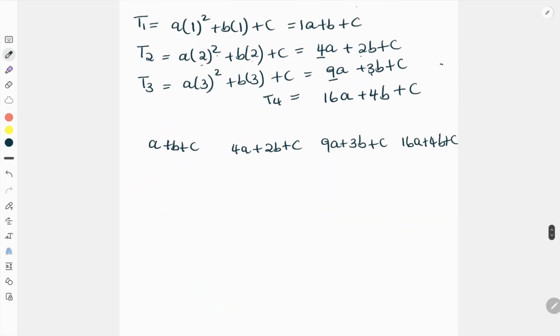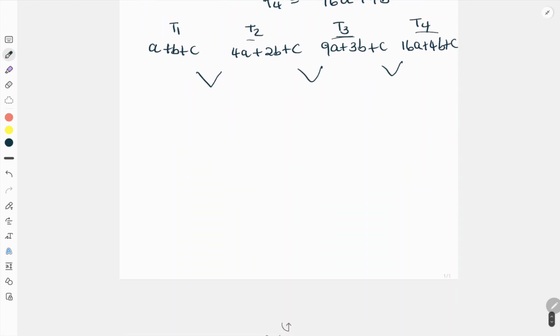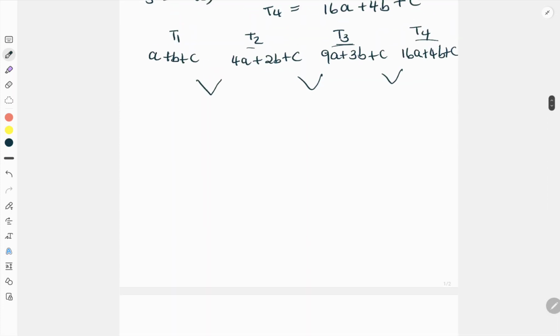Then when you want to find the difference between two consecutive terms, you are going to subtract. We're going to say term number 2 minus term number 1, term number 3 minus term number 2, term number 4 minus term number 3, just like that. So I'm just going to do it somewhere separately.